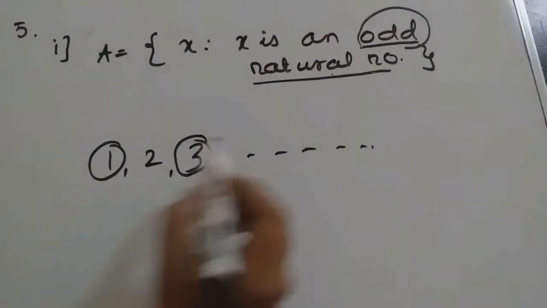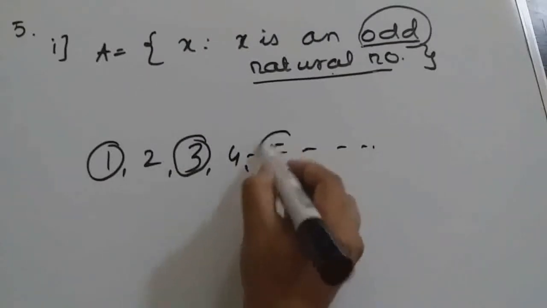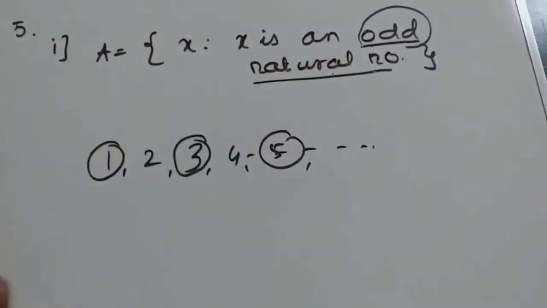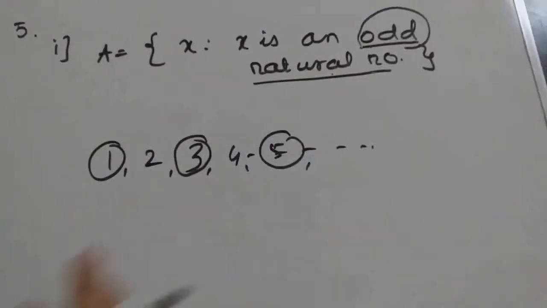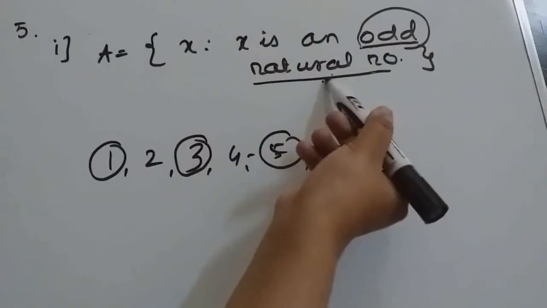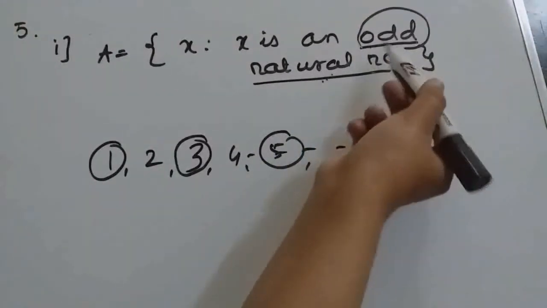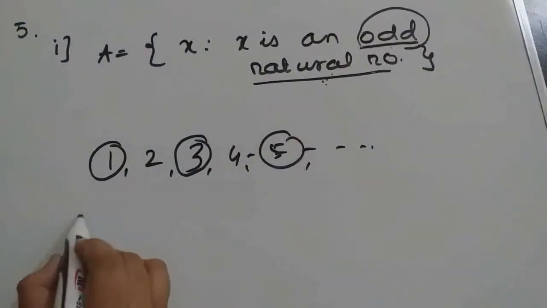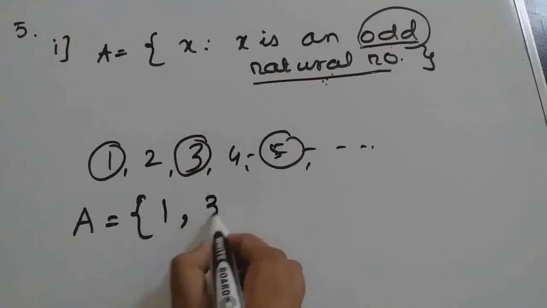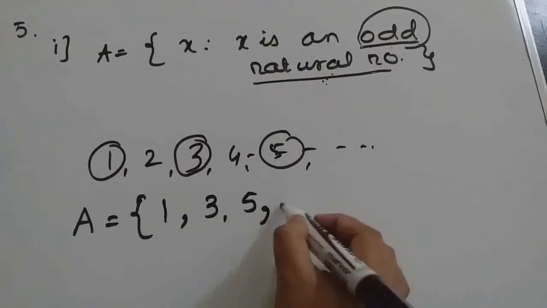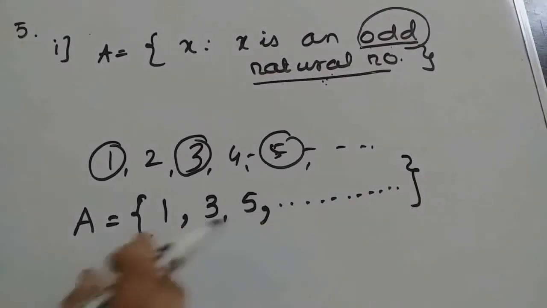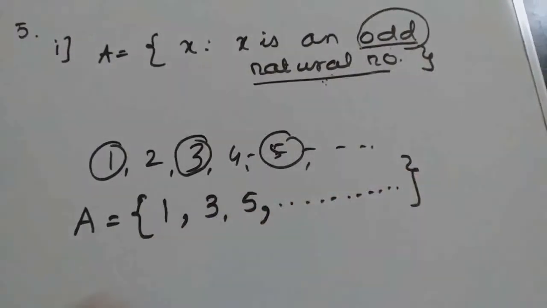Next odd number will be 3. Then 5, 7 and so on. Restriction is not given. That means less than 100 or less than 200 or less than 1000. Odd natural numbers. So since natural numbers are infinite, odd natural numbers also will be infinite. So this set A, we can write elements as 1, 3, 5, dot, dot, dot. This dot represents that this set is infinite. It has many such odd natural numbers.